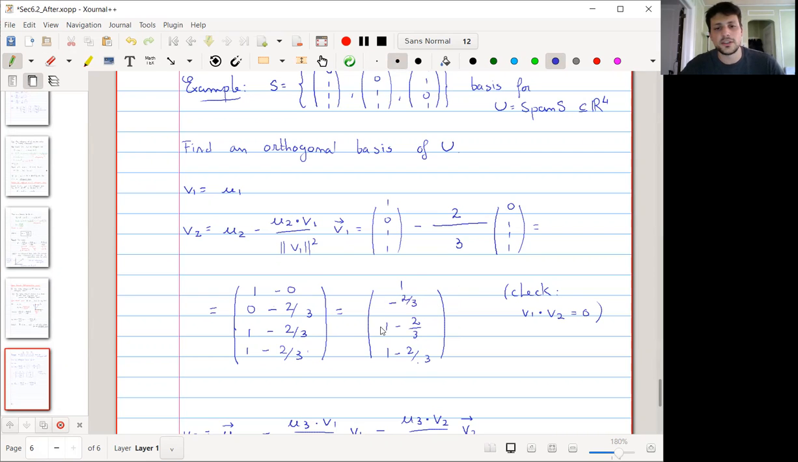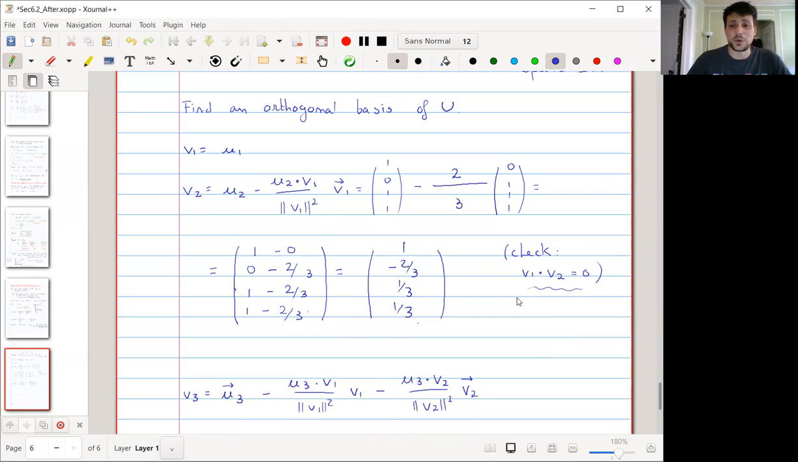So when I want to clean this up, I have 1 minus 2/3, which becomes 1/3, and 1 minus 2/3 also becomes 1/3. So this last vector here is 1, negative 2/3, 1/3, and 1/3. Okay, sorry about that. This is the result for V2. And in fact, now you can actually check that V1 dot V2 is equal to 0. It didn't work before.